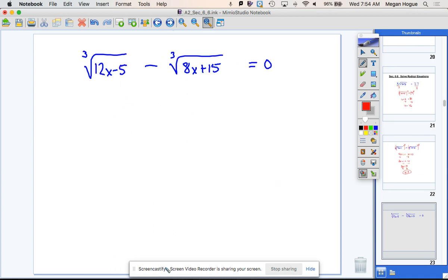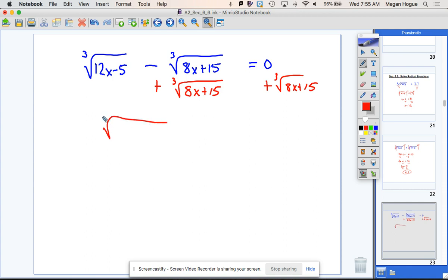So let's say I have something like this, where they're on the same side. Cube root of 12x minus 5 minus the cube root of 8x plus 15 equals 0. Anyone have some thoughts? Add the 8x plus 15. I could add this whole term. So I'm going to add the cube root of 8x plus 15. I'm going to add it over here.